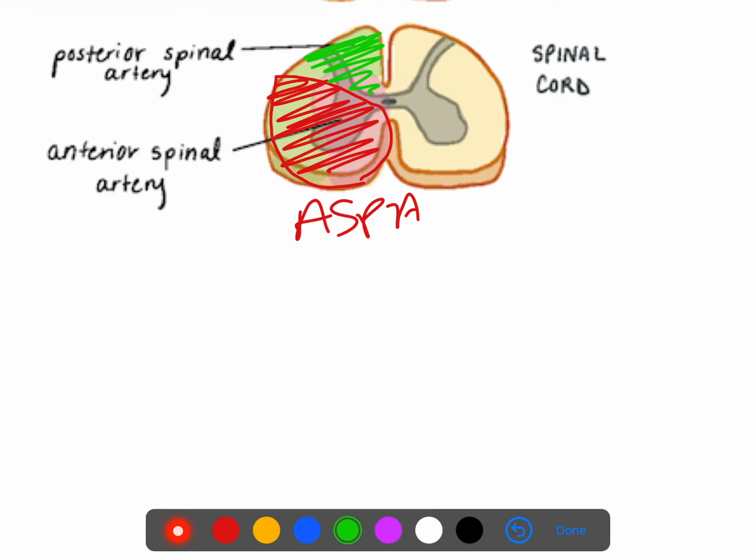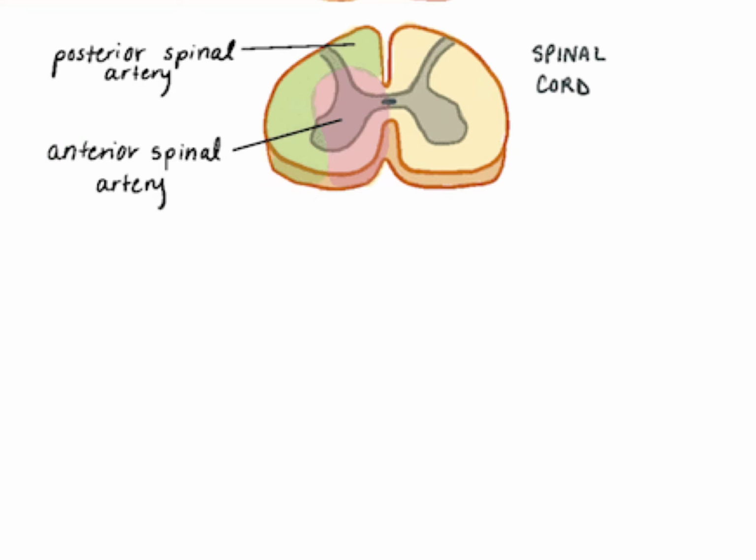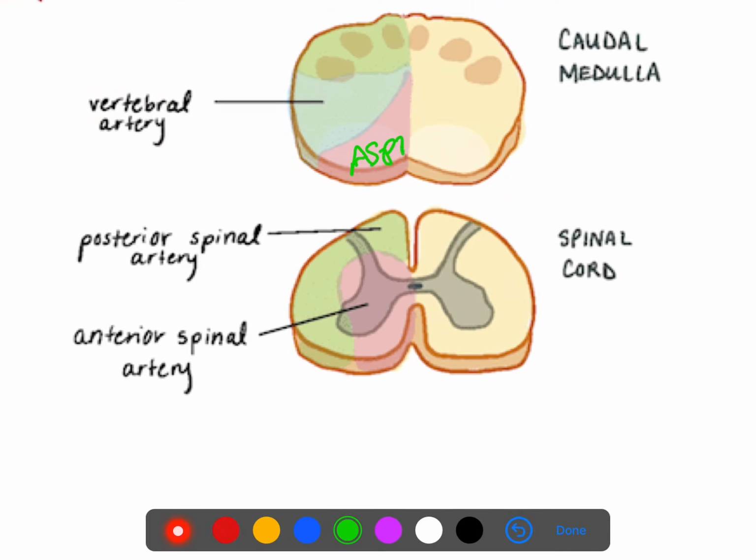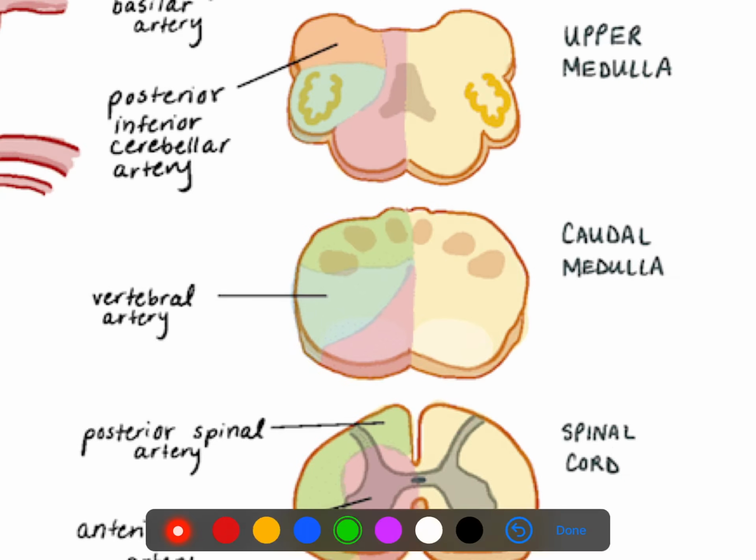So what supplies DCML? Posterior spinal artery. What supplies the spinocerebellar tracts? Anterior spinal artery for the most part. Okay, moving up. If we look at the bottom of the medulla, the caudal medulla, you've still got anterior spinal artery, and you've still got posterior spinal artery, but we now have a contribution from the vertebral artery. Okay? You've still got, at the top of the medulla, the anterior spinal artery. You've still got the vertebral artery, but now you have PICA, posterior inferior cerebellar artery.